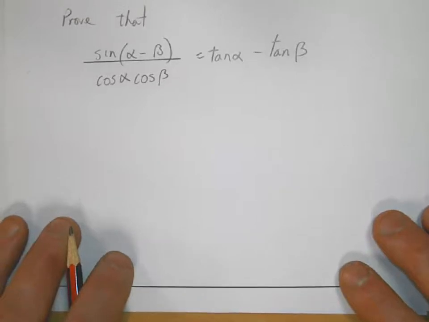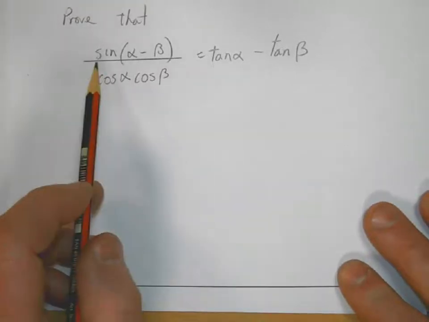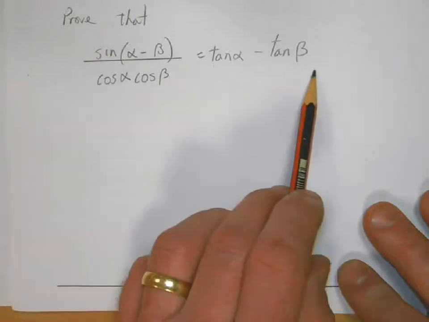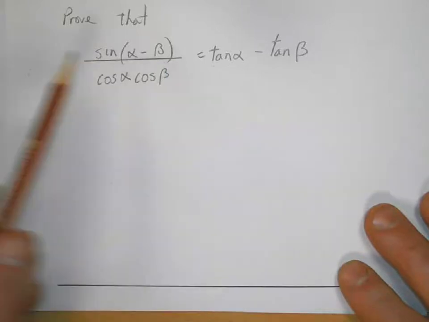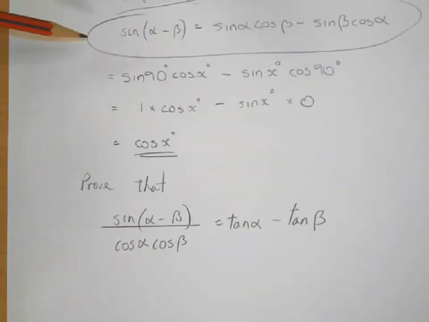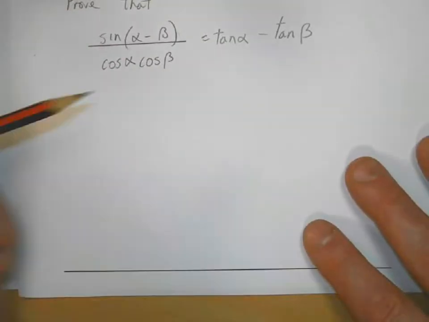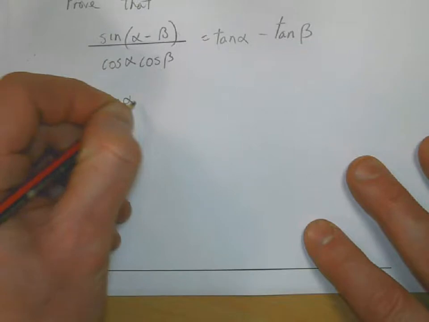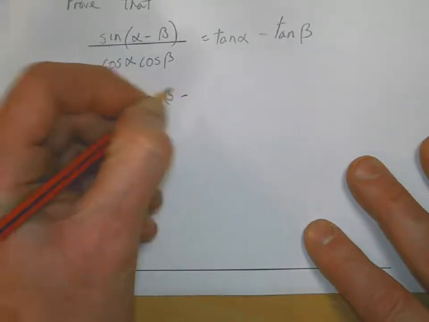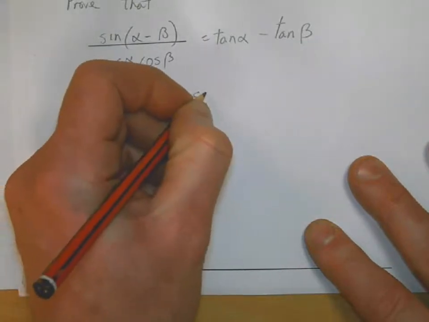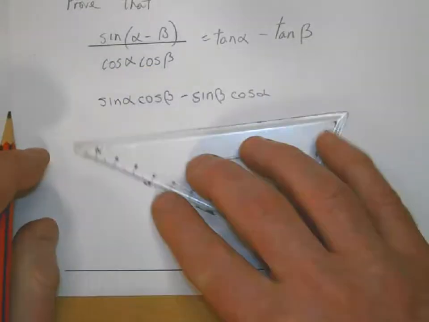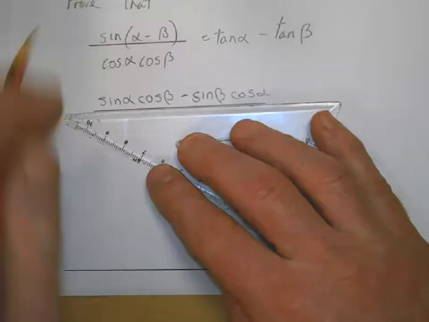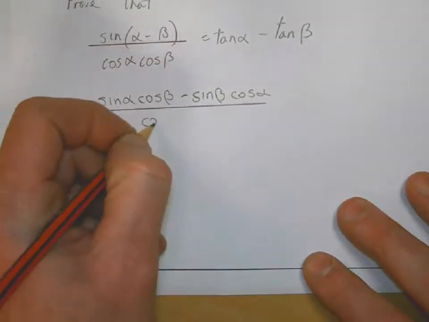Right, so again, the first thing you want to do here is look at just the left-hand side first of all. Forget about the right-hand side, look at the left-hand side. We can expand this top bit using the addition formula. It just so happens to be exactly the same one as this one here. So we'll expand it out, and let's see if it helps at all. Sine alpha cos beta minus sine beta cos alpha, and all of that goes over cos alpha cos beta.